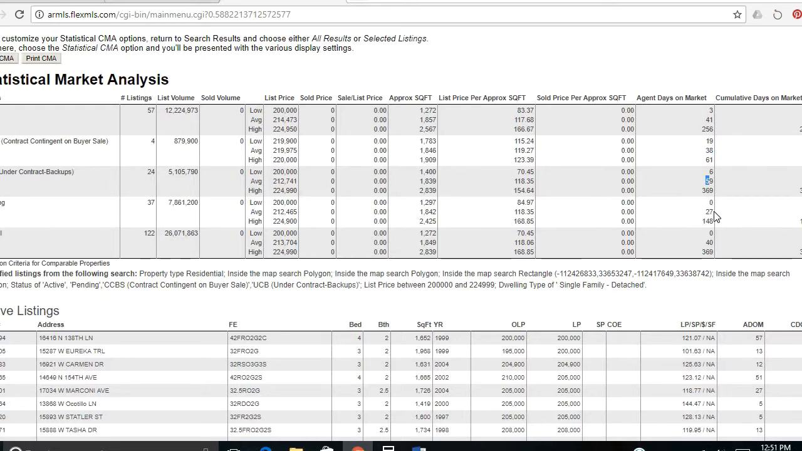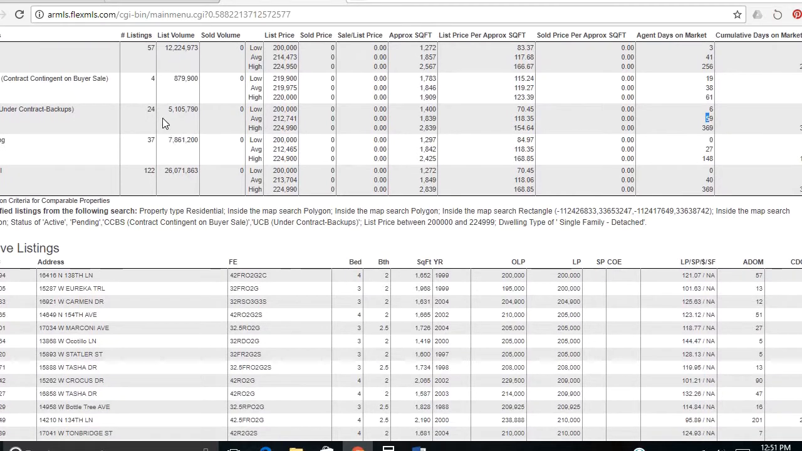Okay, so without having to add up each and every single one of these to get a true average, here's what I do. It's a little bit of a shortcut, but I think it's the most accurate other than counting through all 67 or 65 of those properties. Here's how these statuses work. For CCBS and UCB, when you change the status from active to one of those statuses, the days on market clock keeps ticking.